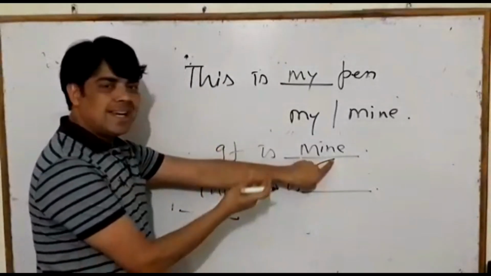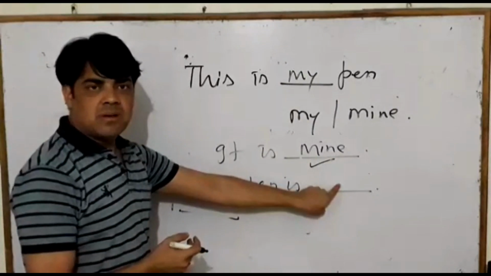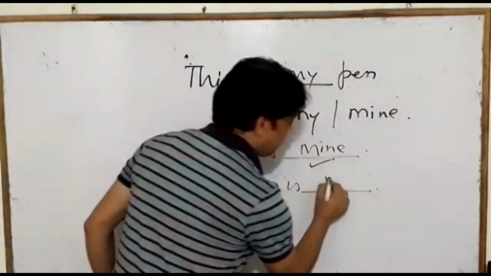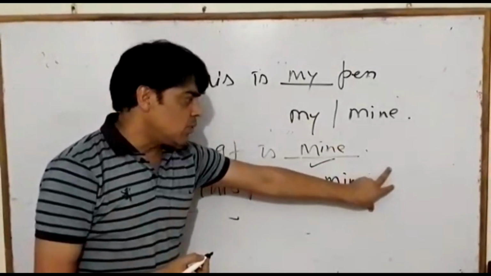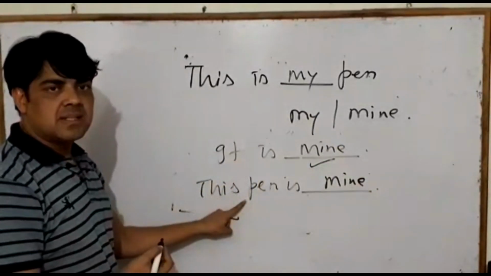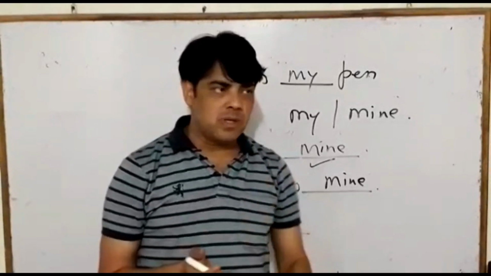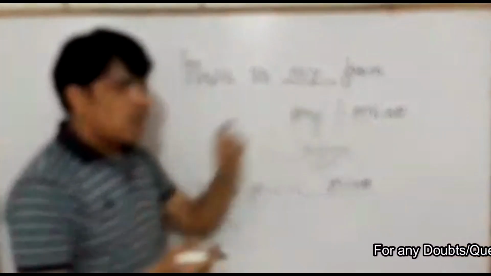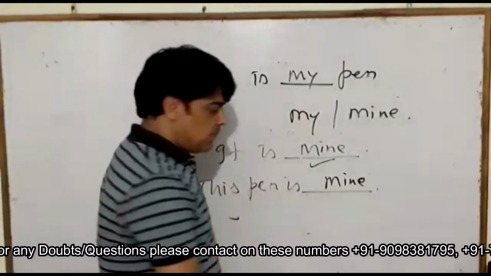Here what is hidden? Pen. This pen is here. We have to use mine, because here the pen is removed. The pen is removed from this place to this place. So when the noun is hidden or removed, we use mine. When we use the noun, then we use my. Some other examples I am giving now.